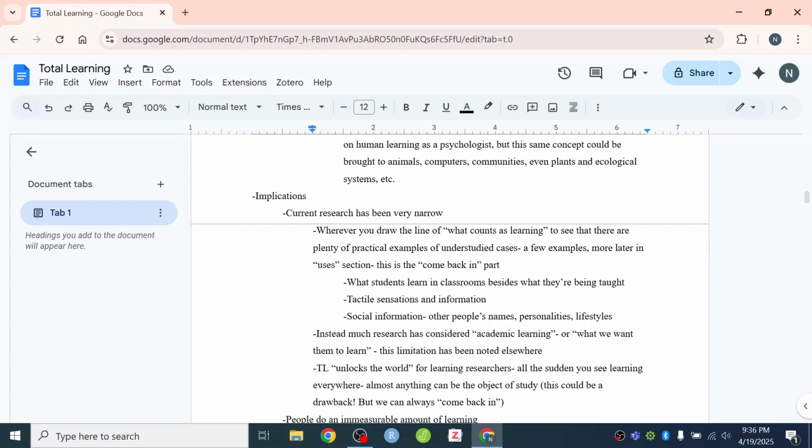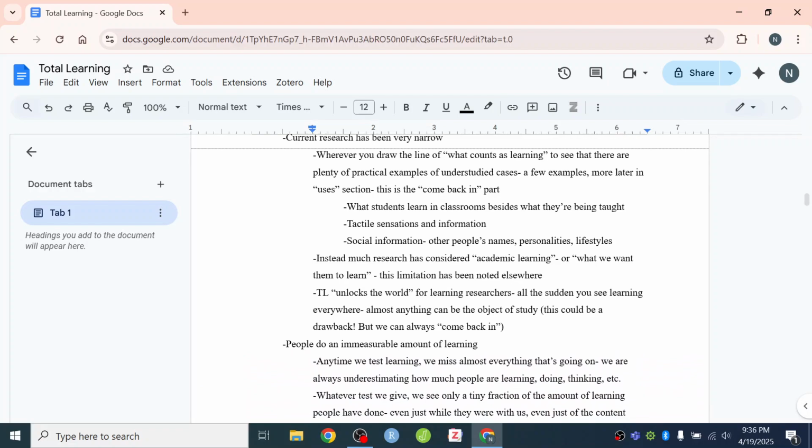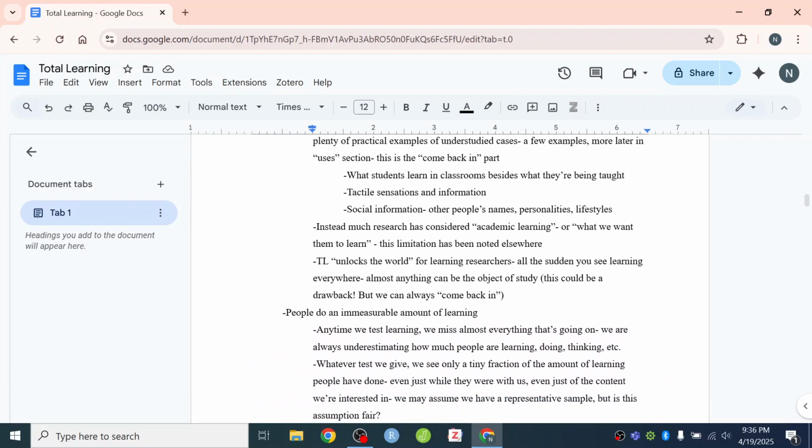Okay, that's the first main implication. Current research has been very narrow. The second main implication is that people do an immeasurable amount of learning. Not only does a lot of learning occur that is very difficult for us to measure, but they're also doing way more learning than we might initially feel that they are doing.